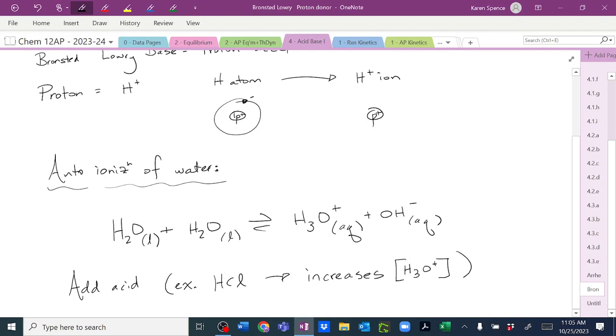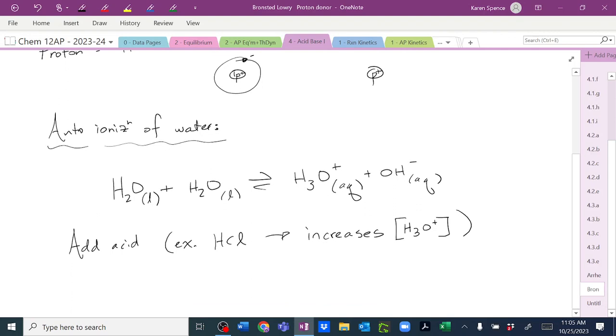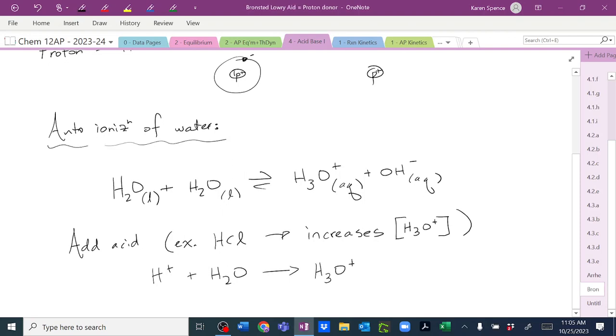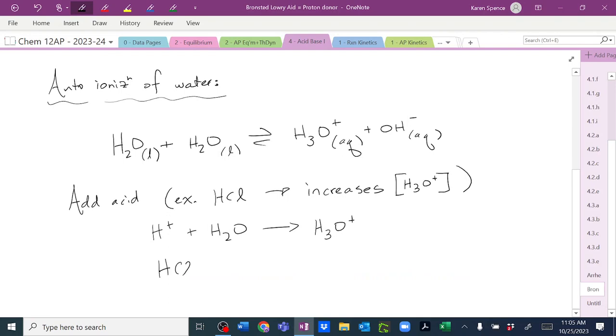So if you add an acid, it increases the concentration of hydronium because hydrogen doesn't actually float around in water, right? There's no actual H plus floating around. H plus always gets together with water and produces H3O plus. So if I've got HCl, the HCl will dissolve in the water, okay? And in fact, I can even do it like this, yeah?